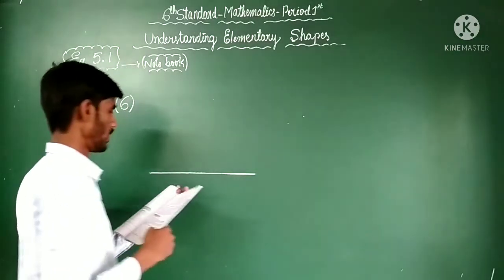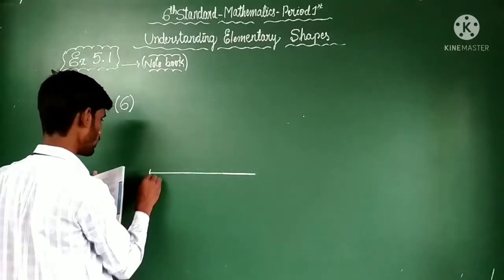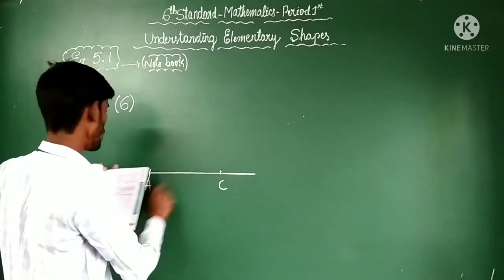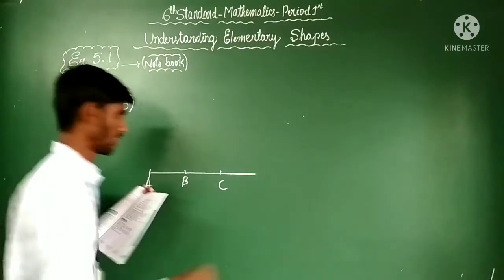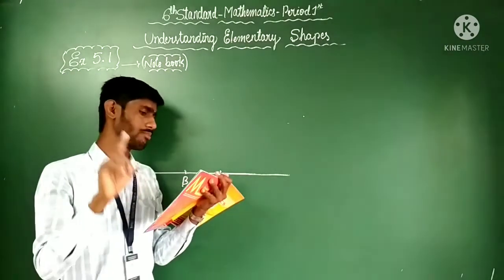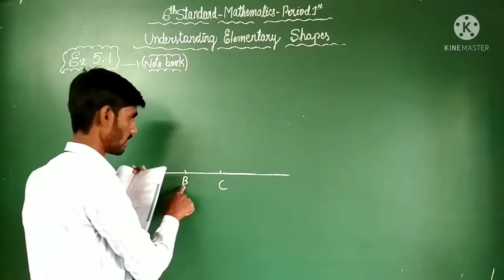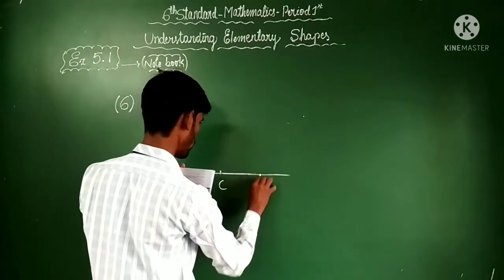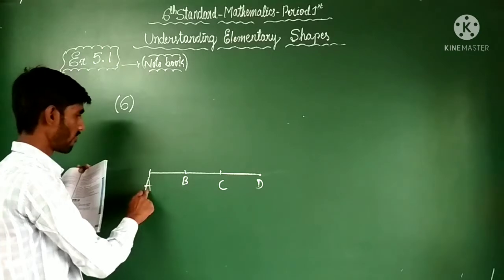Dear children, AB, B is the midpoint between AC. Imagine this is A, this is C. B is the midpoint between AC. Just mark a point. This is B. Next, C is the midpoint between BD. Where is BD? B is here. C is the midpoint. This is D.